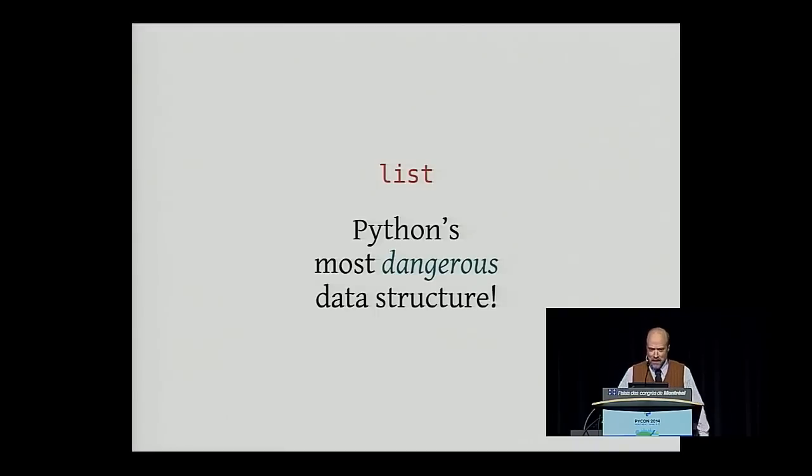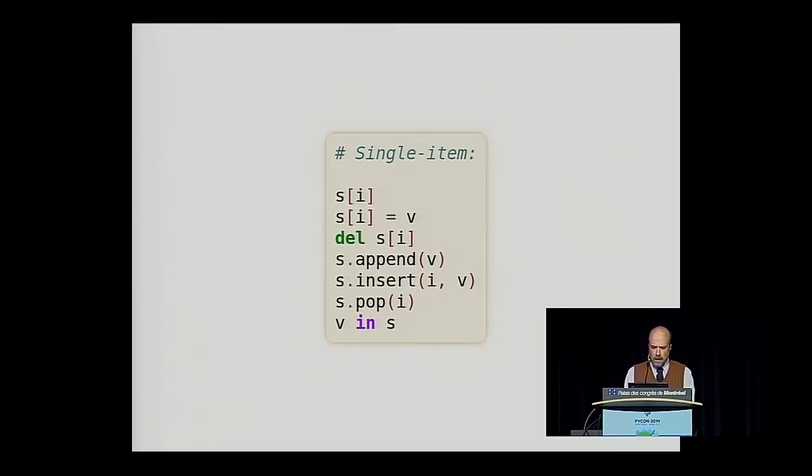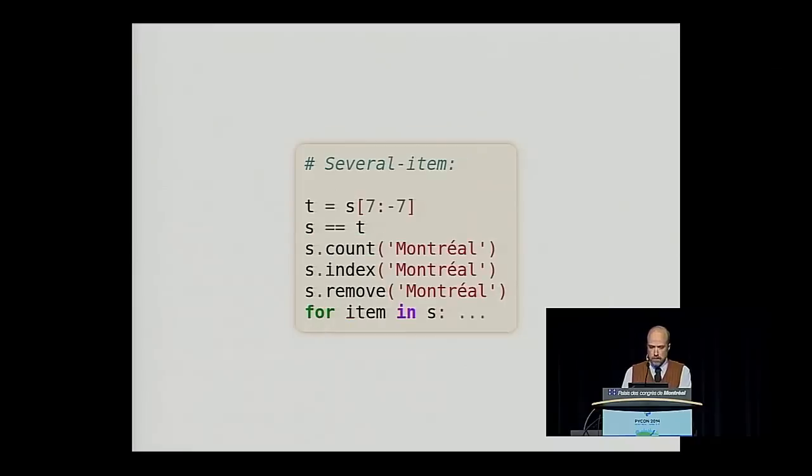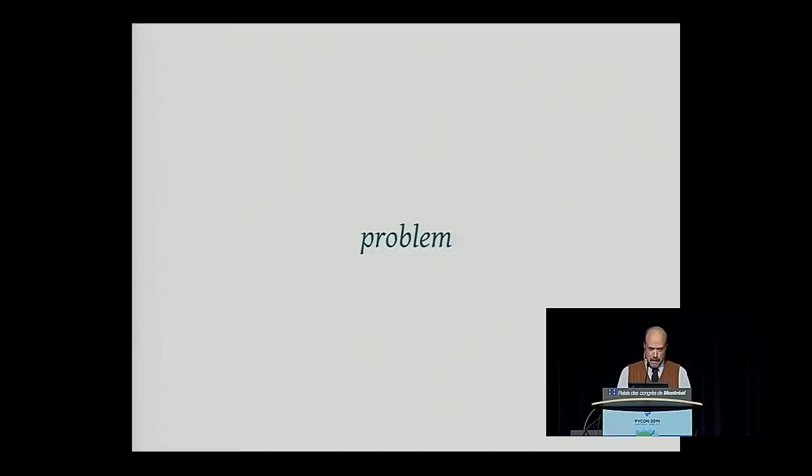So why did I say then that the list is Python's most dangerous data structure? It's because, I think, in the new programmer's mind, they tend to look at whether an operation they're doing involves one item or many. Here are some single item operations on a list. Here are some several item operations on a list. And it makes sense to us that if we have an 8-character list and do something to all 8 characters, it'll take about 8 times as long as a 1-character list. Problem.